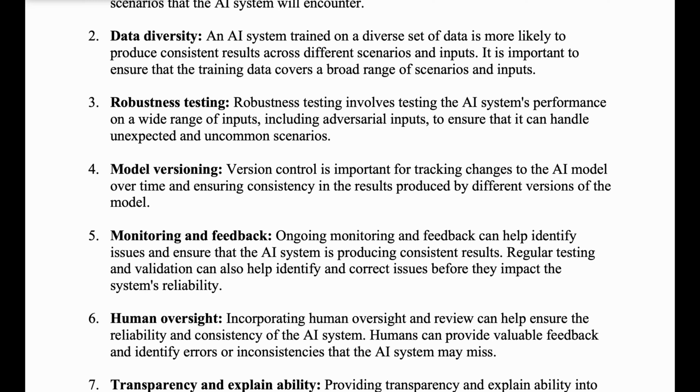Fifth one is the monitoring and feedback. Friends, ongoing monitoring and feedback can help to identify issues and ensure that the AI system is producing consistent results. Regular testing and validation can also help identify and correct issues before they impact the system's reliability.